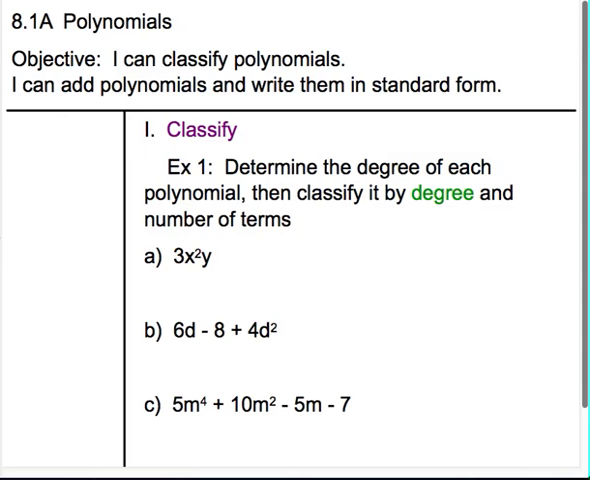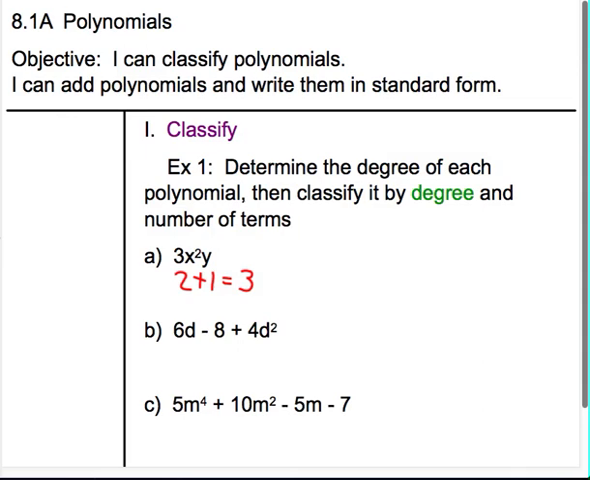So the first thing we're going to take a look at is classifying polynomials. Our first example, we're going to determine the degree. Then we will classify it by degree and number of terms. So looking at my first example, I've got 3x squared y. So to find the degree of this term, I will take the power on x, which is 2, add it to the power on y, which is 1, and get a sum of 3.